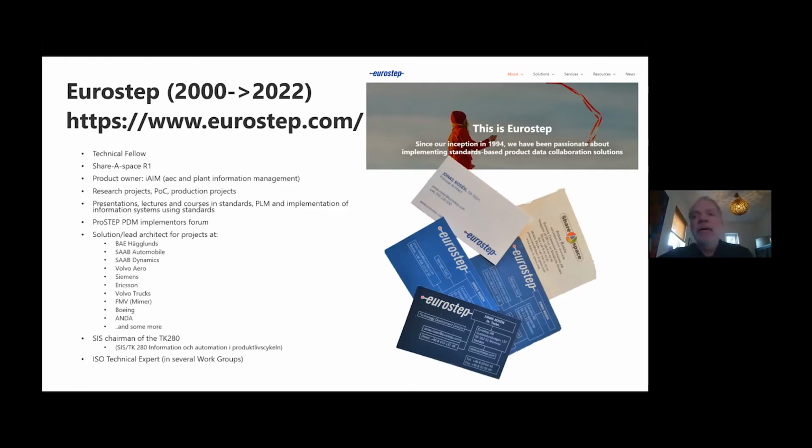Today, we have a software factory, so I'm not really part of that, but I'm the product owner of a product on top of the ShareSpace platform, which is called IA. It was released in November 2021, just a few months ago. And it deals with AEC and plant information management.